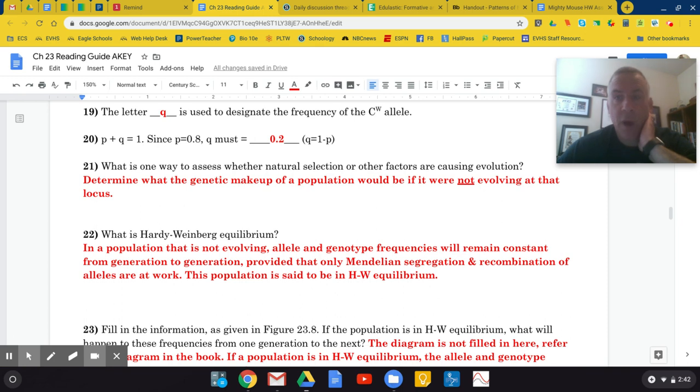As we see in 21, it says, what is one way to assess whether natural selection or other factors are causing evolution? What we have to do is determine what a population would look like if it were not evolving, if no change was happening. That way we can quickly see, even with just a little bit of something factoring in, like selection or migration of some individuals moving in or out of a population, how that will change allele frequencies. And that change in allele frequencies will mean that evolution is taking place.